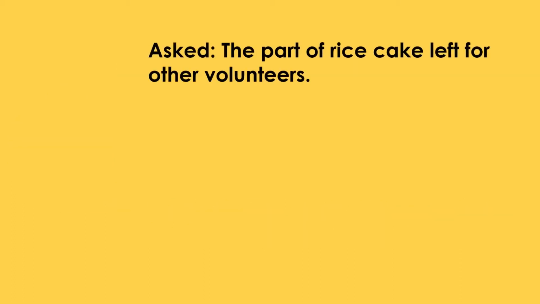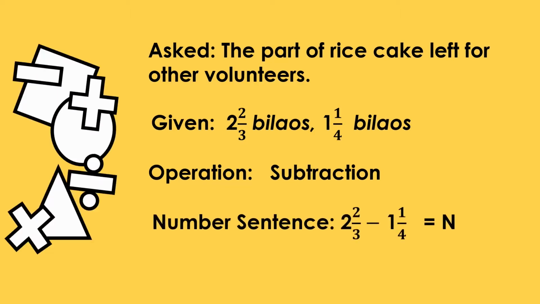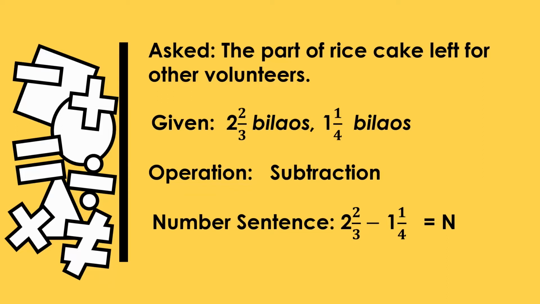What is asked? The part of rice cakes left for the other volunteers. What are the given? 2 2/3 bilaos, 1 1/4 bilaos. What is the operation to be used? Subtraction. What is the number sentence? 2 2/3 minus 1 1/4 equals n.